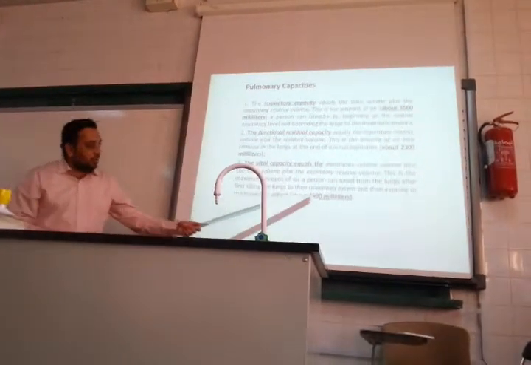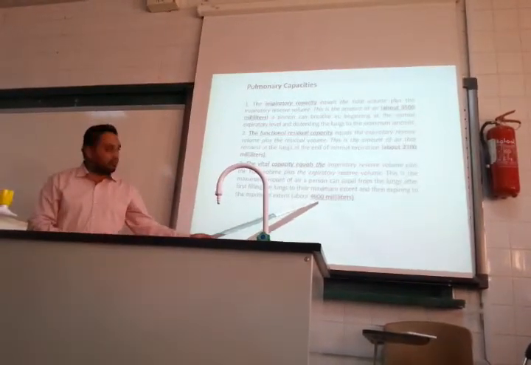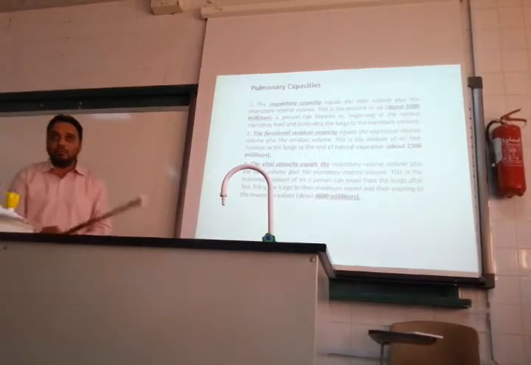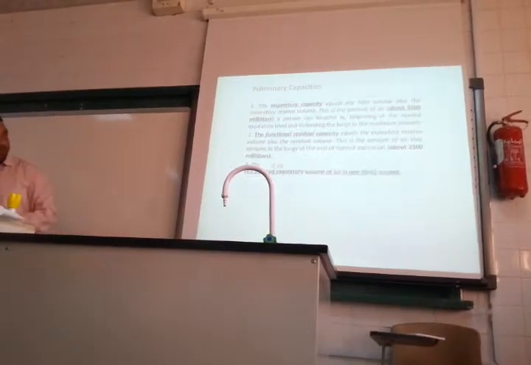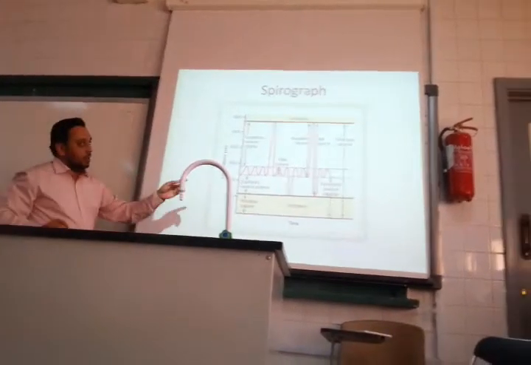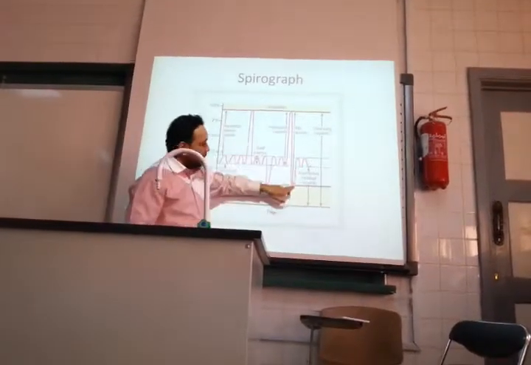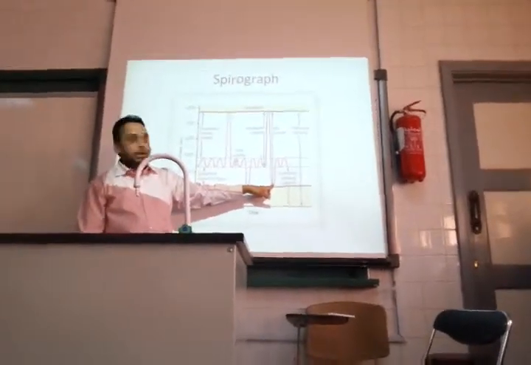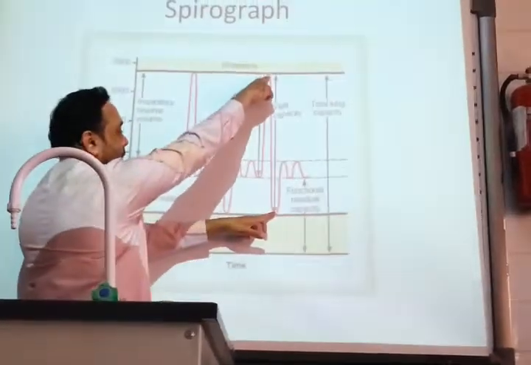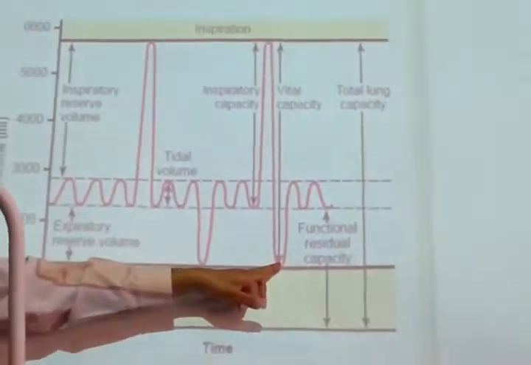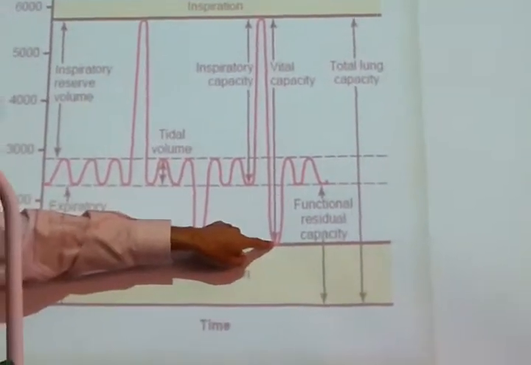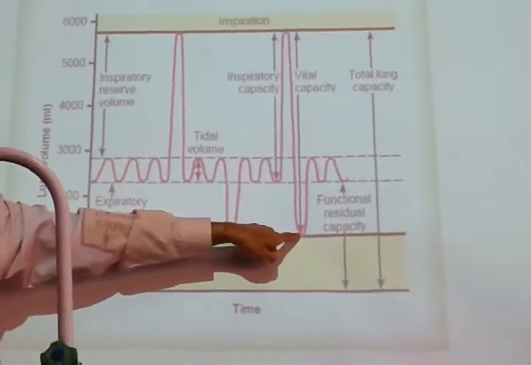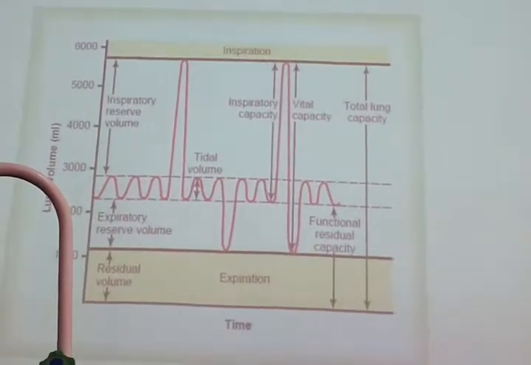Vital capacity about 4600. Where do we get the 4600 from? We get it from here. This is vital capacity. Correct? From here to here is inspiratory capacity. From here to here is expiratory reserve volume. That is vital capacity for you.